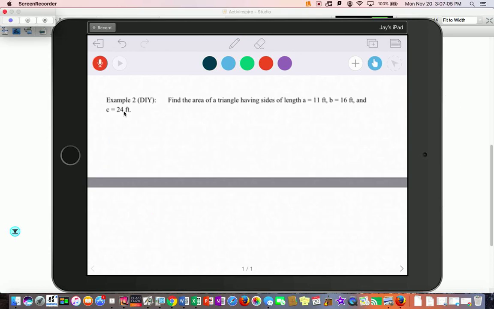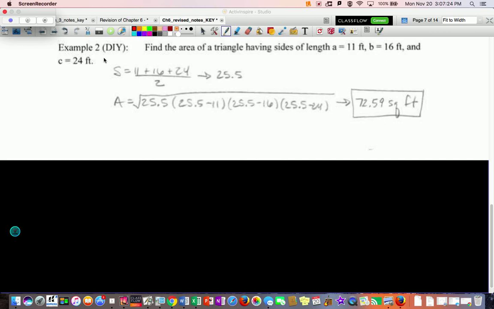All right, try this DIY, special triangle, use Heron's formula. Pause the video now. Okay, so now when you do the 11 plus 16 plus 24, hit enter, divide by 2. Now this number is not so nice, and I don't know that I would trust my mental math, subtracting with halves and whatnot. So this time I definitely would do the square root and put the 25.5, the S value, and then parentheses, 25.5 minus the side, 25.5 minus the second side, 25.5 minus the third side. Close each one of those, and you should get this answer.